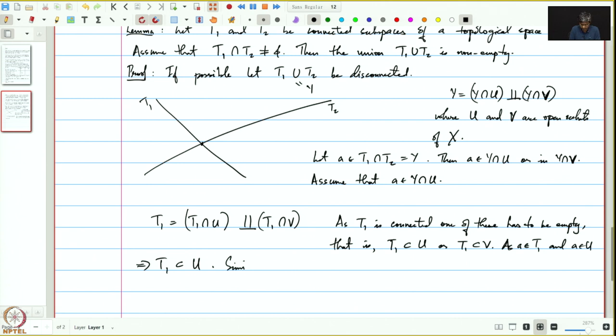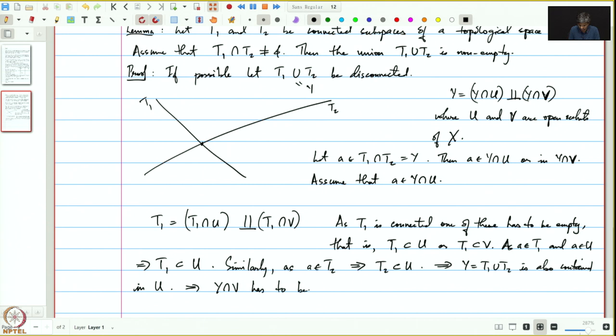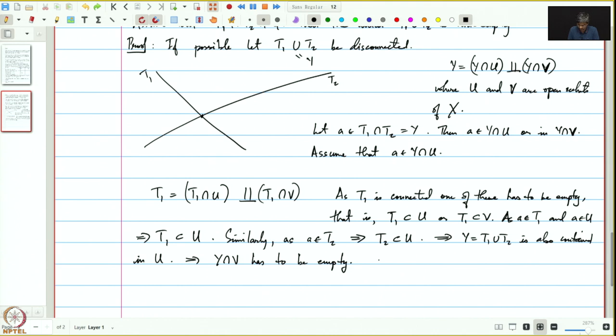Similarly, as A is also in T2, and T2 is also connected, repeating the same argument with T2, T2 is also contained in U. But then Y, which is equal to T1 union T2, is also contained in U. So Y intersection V has to be empty, because Y intersection U is equal to Y. This is a contradiction.